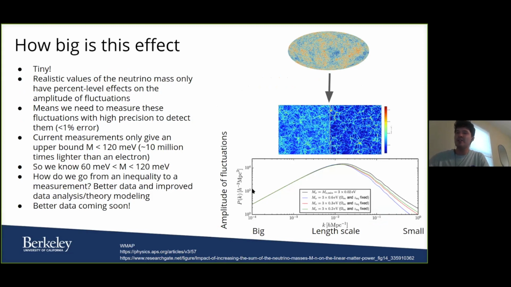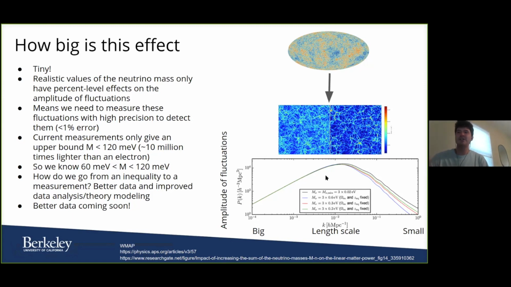So in this plot here, on the y-axis, I have the amplitude of fluctuations as a function of the length scale that I'm looking at. Over on the left here, I have huge length scales, which might span the entirety of this box. And on the right here, I have small length scales, which might be just the length scale of one of these filaments here. And you can see that, in this plot, what neutrinos end up doing is damping the amount of fluctuations that you have at these smaller length scales.